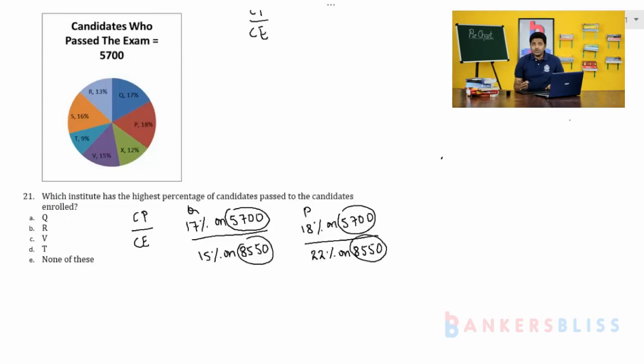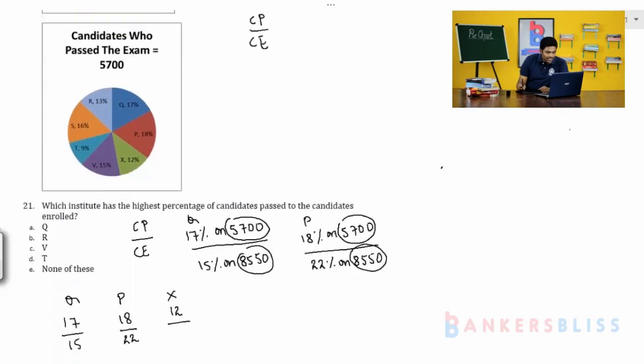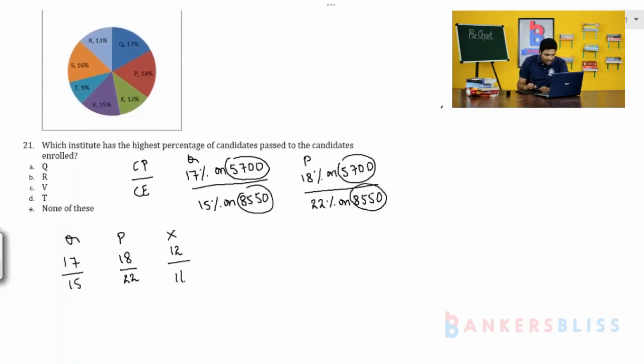So, if we get the common factor like 5700 by 8550 for every number, we can neglect the common factor or the common number. Okay. So, directly we can take the ratio. So, Q we can take 17% by 15%. Next, for P we can take 18 by 22. Next, for X we can take 12 divided by 16.